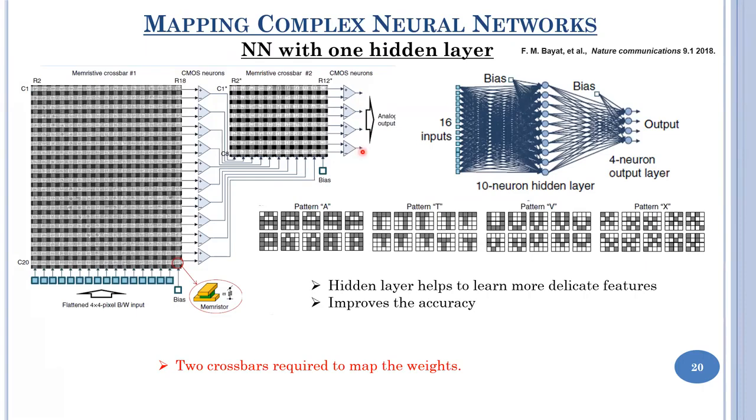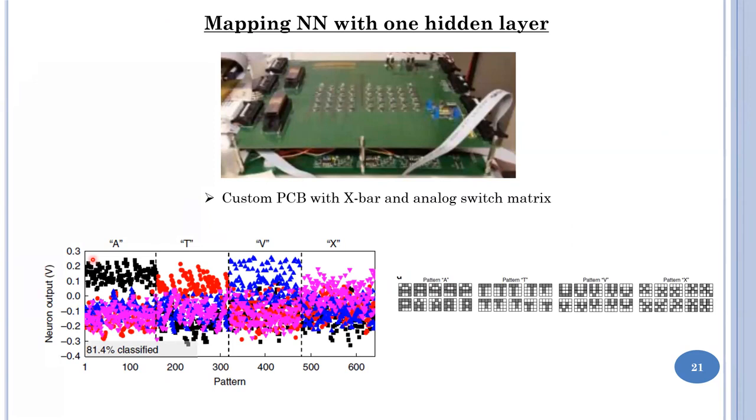So you apply anything from class A, your first neuron is giving you the highest output. You apply anything from pattern T, your second neuron is giving you the highest output. You apply anything from pattern V, your third neuron is giving you the highest output. However, if you apply anything from pattern X, you'll see that the output is smeared with several different errors. So the accuracy that we got with this was only 81.2%.